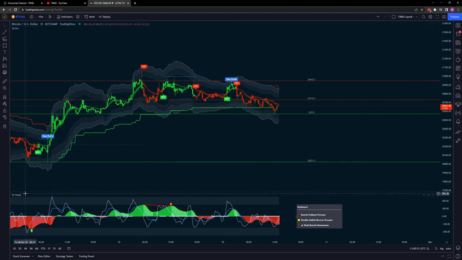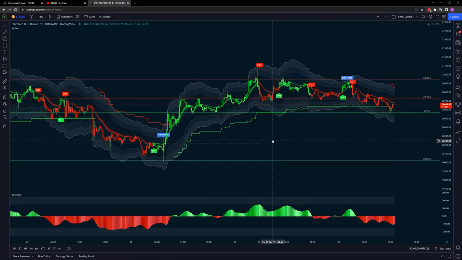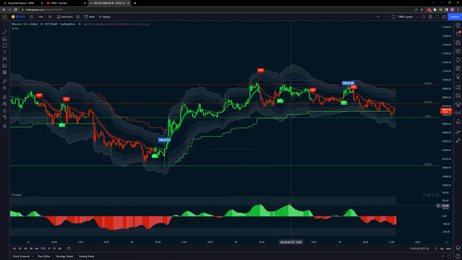Moving on to the TO panel. The TO panel is right down here. It will be at the bottom of your chart when you add it. We have our momentum indicator. So just like the EQ cloud, we have our momentum indicator here as well. And this is going to help you identify how strong or how weak bullish or bearish momentum is.